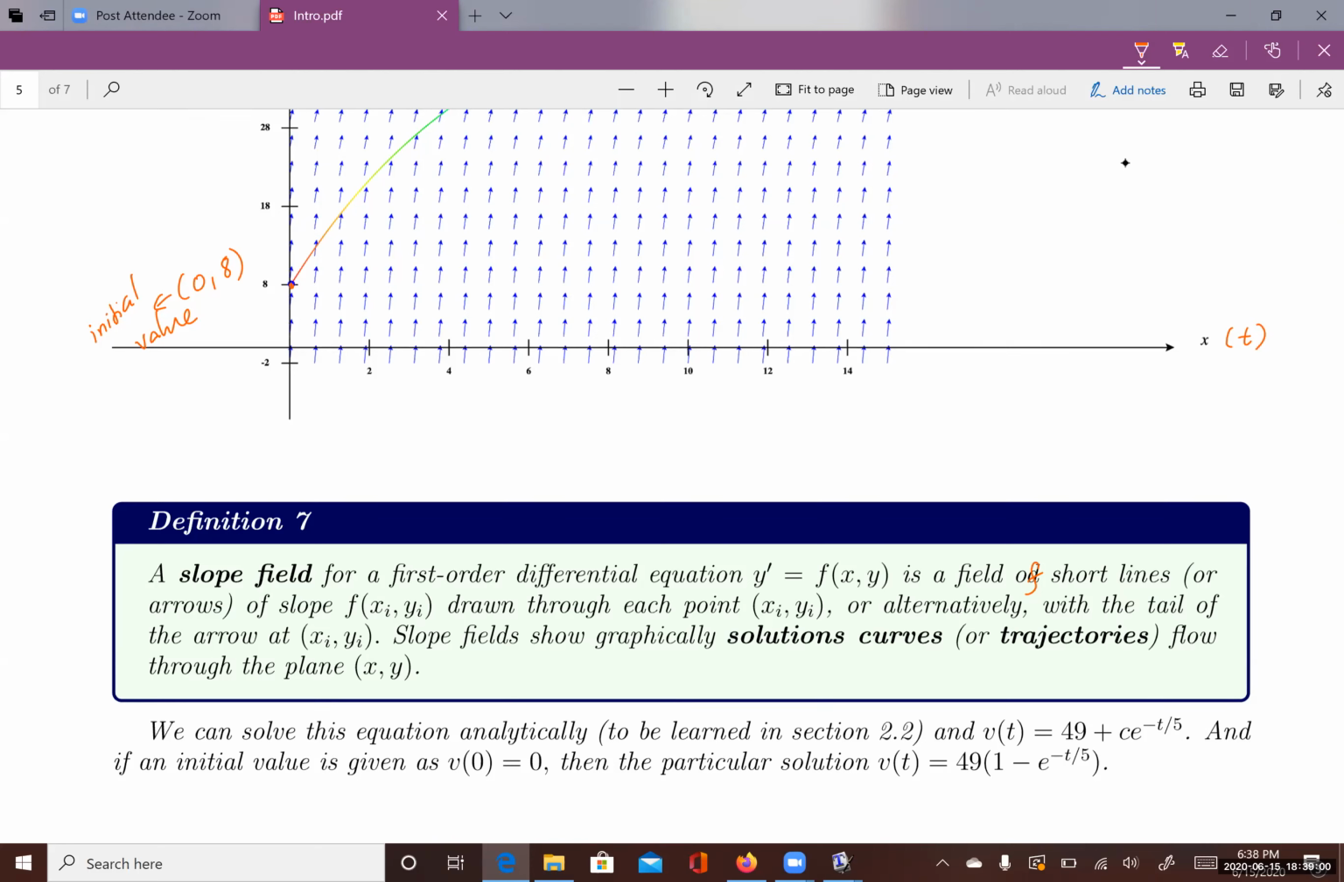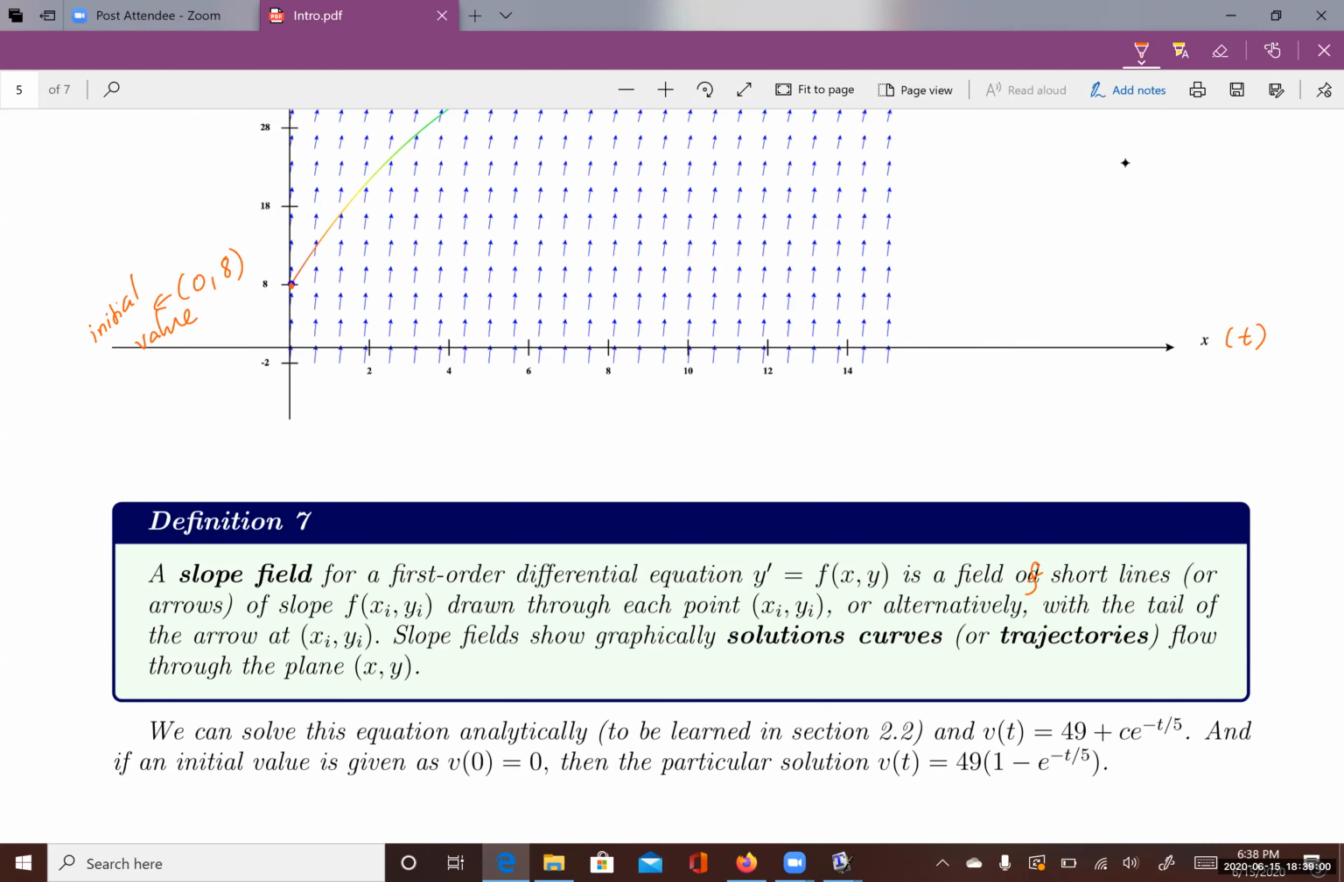So slope fields show graphically solution curves or trajectories flowing through the xy plane. Here's an example of some solution curve. I have another solution curve here. And I have a solution curve here, which is just a straight line.